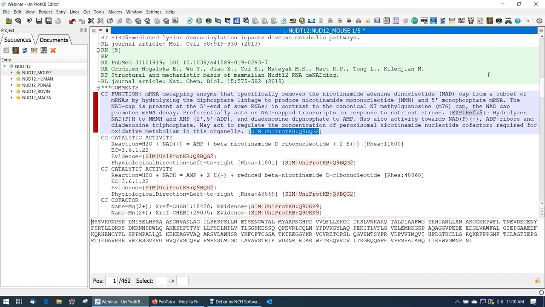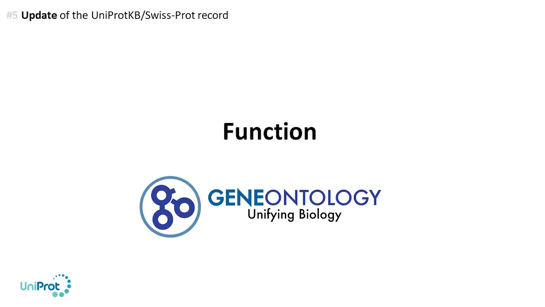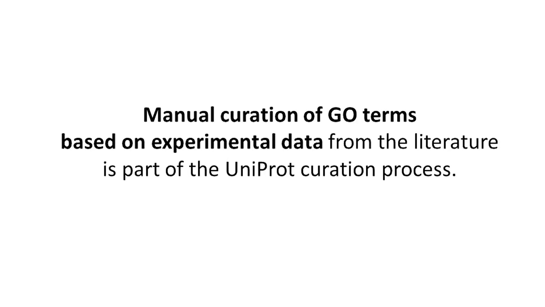After having described the function in a human-readable form, we now also summarize it in a structured format by using the Gene Ontology or GO. UniProt is a major contributor to the Gene Ontology Consortium, and manual curation of GO terms based on experimental data from the literature is part of the UniProt curation process.